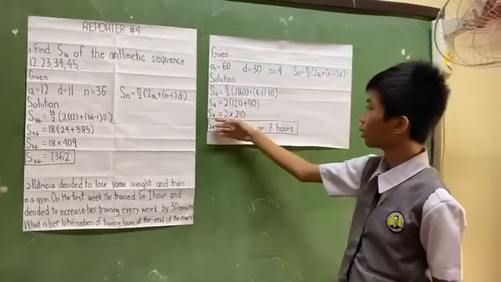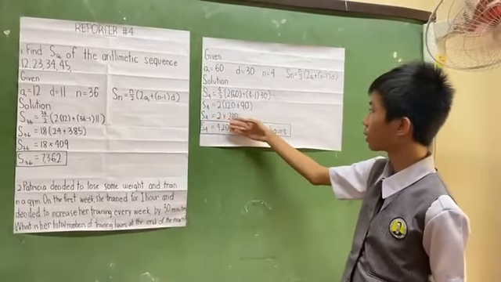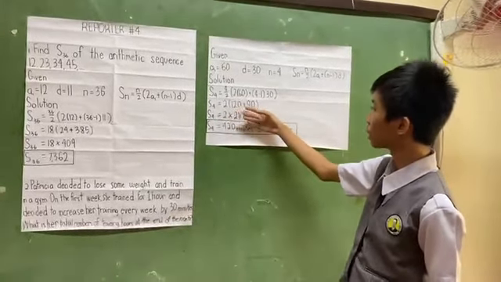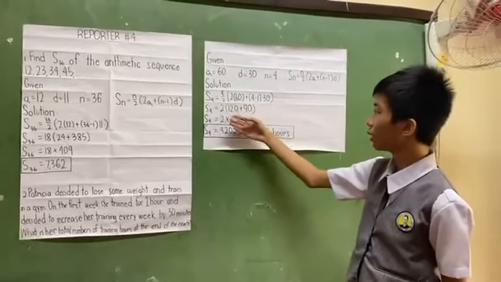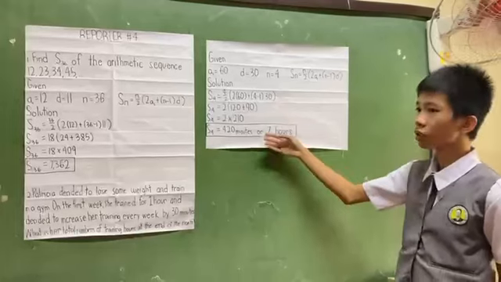And then S sub 4 is equal to 2 times 210. 120 plus 90 is 210. And then times 2 is 420 minutes, or divided by 60.